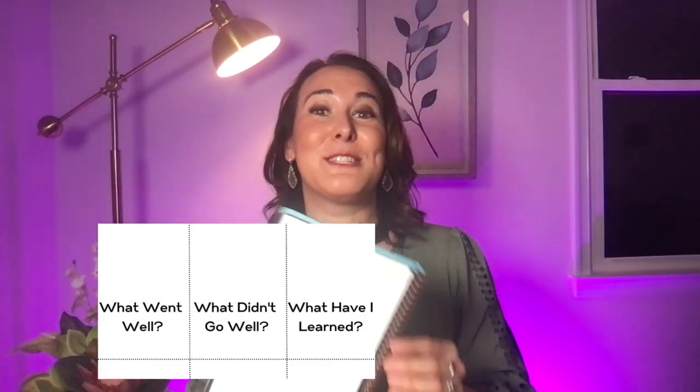Our first column is what went well. Our second column is what could be improved. And our last column is what didn't go well because we don't want to do these things again. As you can see, this is very simple.